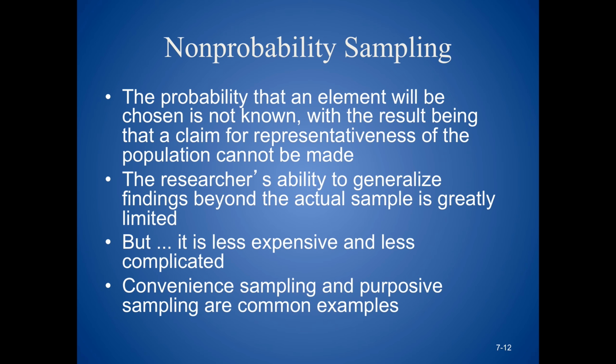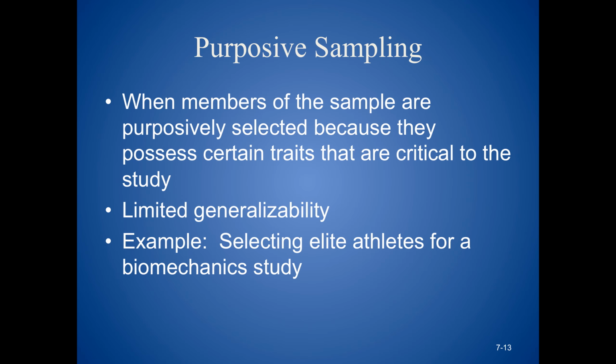Convenience sampling is an example. Purposive sampling is an example. So here's this technique: when members of the sample are purposefully selected because they possess certain traits that are critical. So if you wanted to look at a biomechanics study of elite pole vaulters, then you would purposely select those volunteers. But then it's limited generalizability, because those volunteers' pole vaulting technique or results or biomechanics may be different than SUNY Cortland pole vaulters.